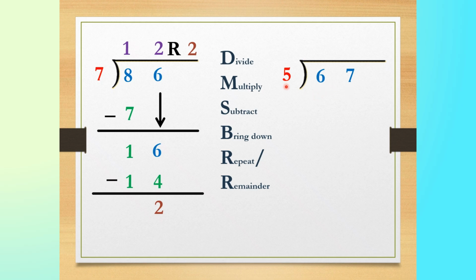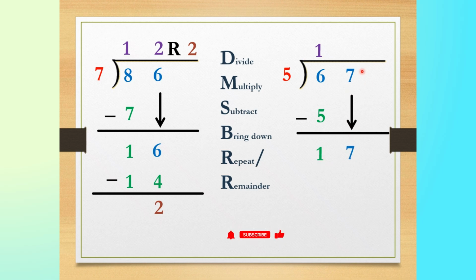67 divided by 5. First divide. How many groups of 5 can I find in 6? I can find one group of 5 in 6. Then multiply. 5 times 1 is 5. Subtract. 6 minus 5 gives me 1. Bring down the 7 right next to the 1.